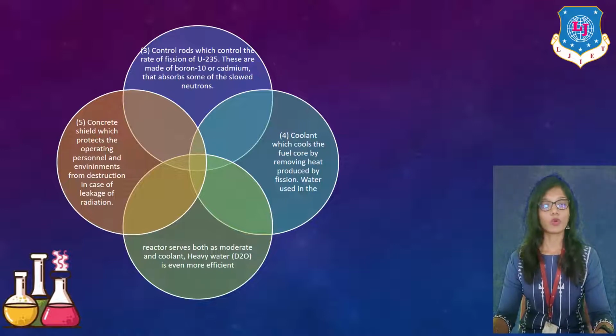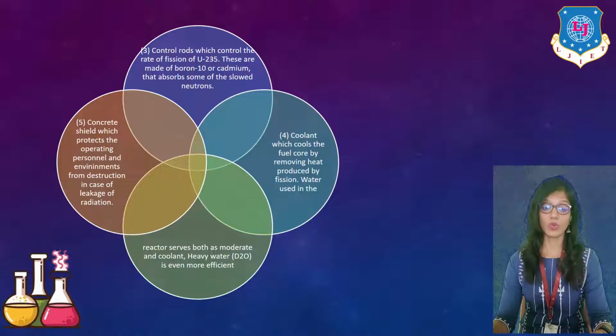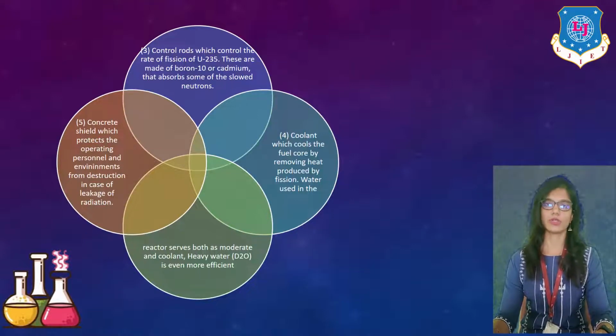Number 4, the fourth part, is the coolant, which cools the fuel core by removing the heat produced by fission. The water used in the reactor serves both as moderator and coolant. Heavy water is even more efficient, so D2O can also be used here. And last but not least, the fifth part is the concrete shield, which protects the operating personnel and environment from destruction in case of leakage of radiation.